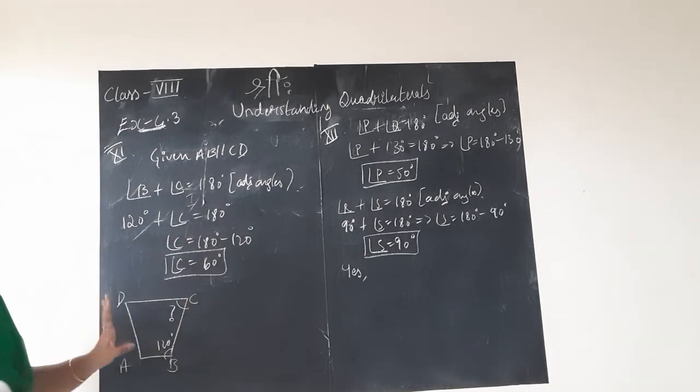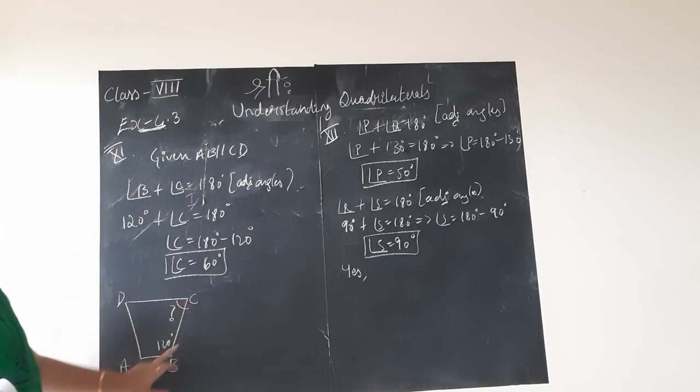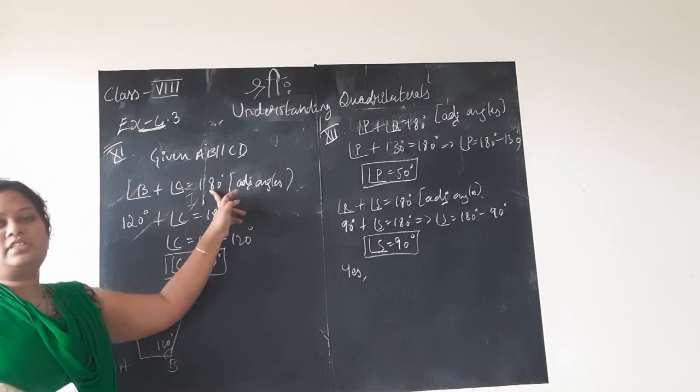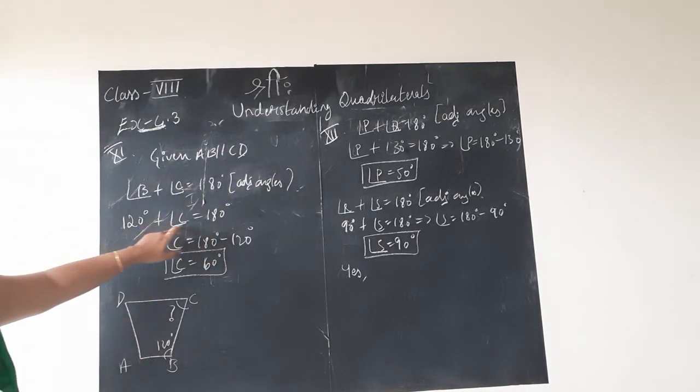It is very simple. See, given AB is parallel to CD means we can take that angle B plus angle C are adjacent angles. Angle B plus angle C are adjacent angles means their sum is 180 degrees. Same old concept. We know angle B is 120 degrees, plus C is 180 degrees.